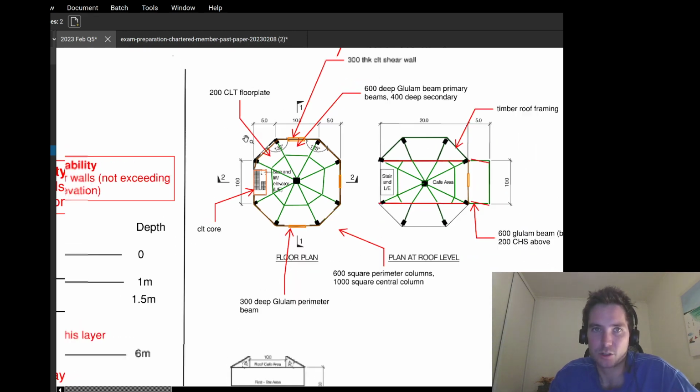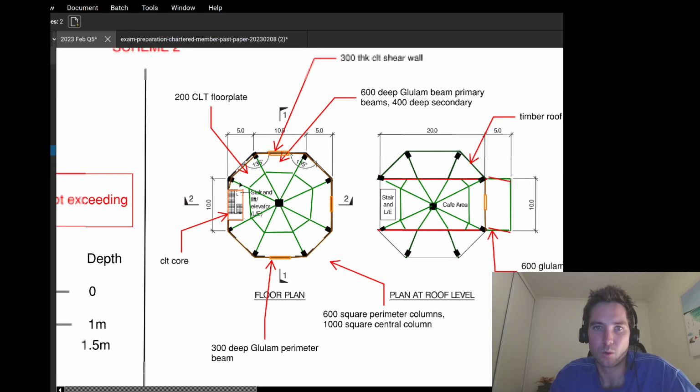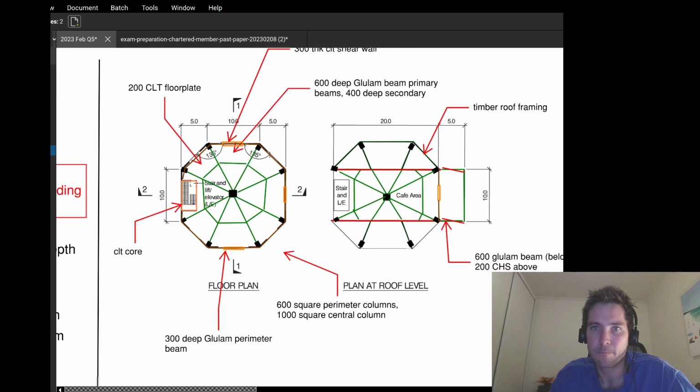So I'm using a 200 CLT floor plate. I've got 300 thick CLT shear walls. So I've placed them on these three edges of the perimeter of the building. And then I've also sort of using a CLT wall within the core of my building.